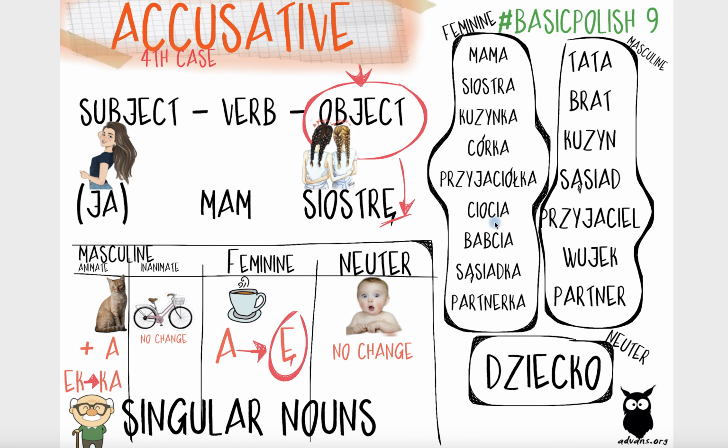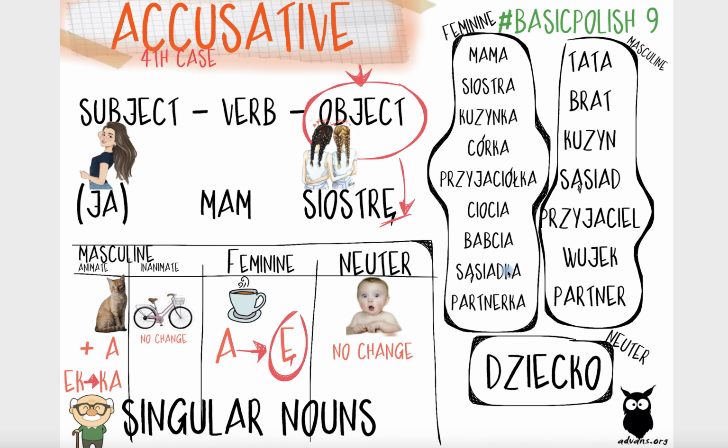Another word, ciocia. Be careful, it's soft. Ciocia, and that means auntie. Mam ciocię. I've got an auntie. Good. The same ending, another word, babcia. Grandma. So I've got a grandma. Mam babcię.